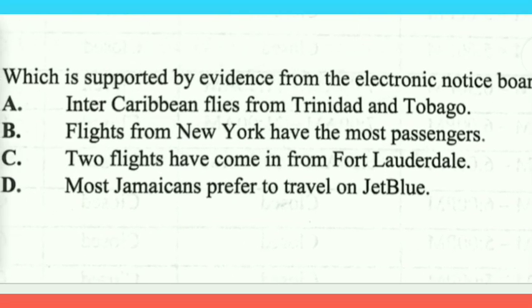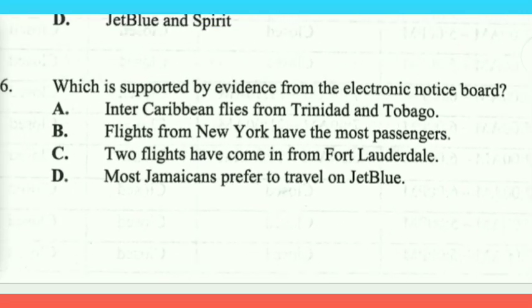All right, there we go. Moving on, number 6. Which is supported by evidence from the electronic notice board? All right, so based on the evidence, is it that the Inter-Caribbean flies from Trinidad and Tobago? B says flights from New York have the most passengers. They didn't show you any seating capacity, so it can't be B. C says 2 flights have come in from Fort Lauderdale. And D says most Jamaicans prefer to travel on JetBlue. There's nothing there either about Jamaicans and selecting JetBlue.